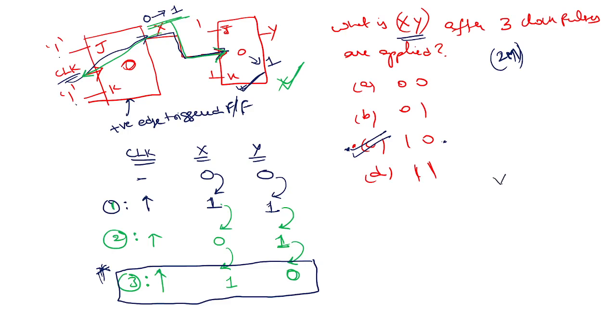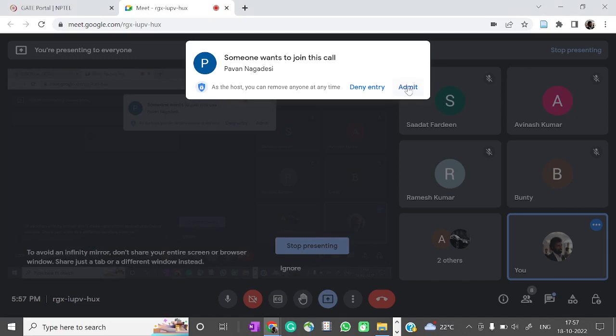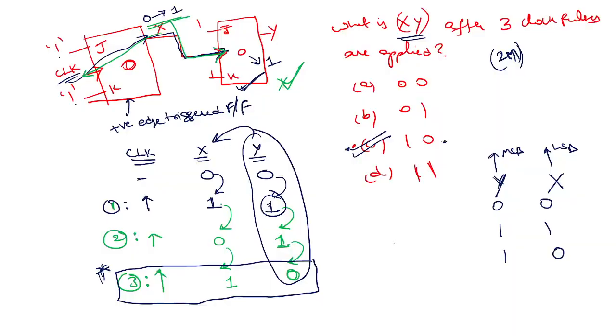right? Suppose I analyze the same circuit with Y as MSB and X as LSB. What is this? 0, 0, 1, 1, 1, 0. See this? I wrote Y here, right? So, 1, 0, then what? Right? Then 0, 1. Obviously, if you analyze, this will be 0, 0. What is this? 3, 2, 1, 0. What is this? Down counter, right?